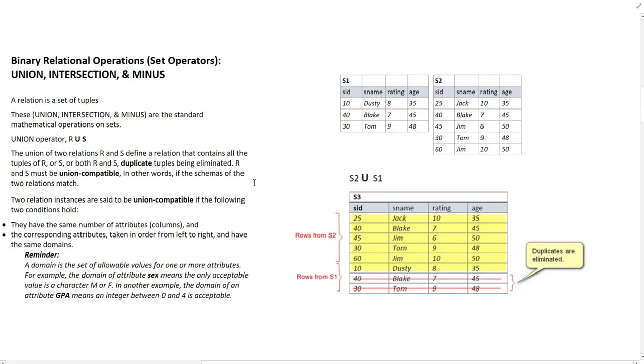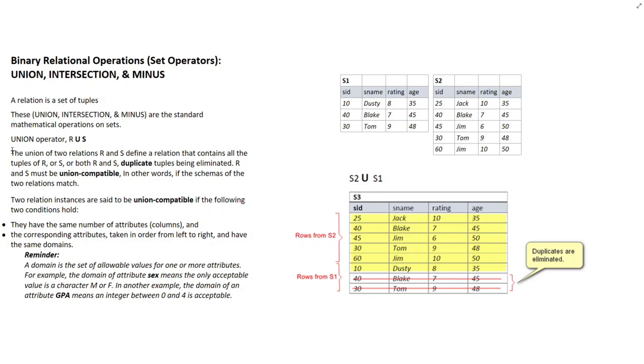All right, now moving on to binary relational operators. And we have union, intersection, and minus. So we are going to be using these two relations for our examples for these three different operators.